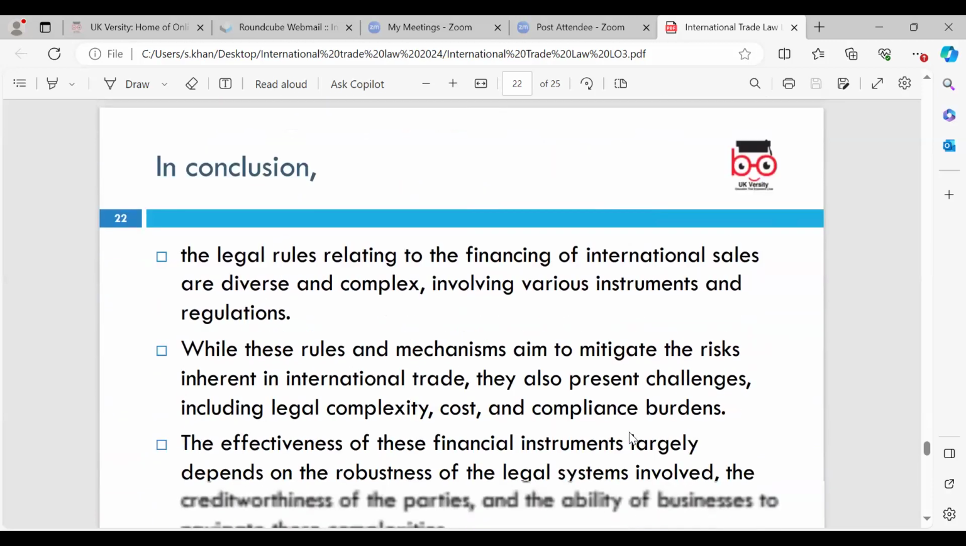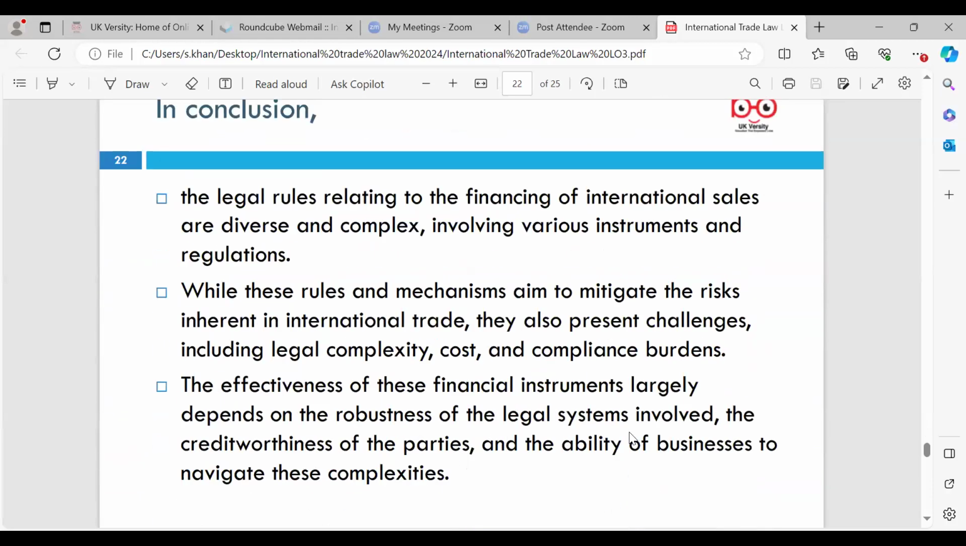So in conclusion, the legal rules relating to financing of international sales are diverse and complex, involving various instruments and regulations. It's really important to bear in mind that there is a diverse area of legal rules that must be followed in international trade and when trading globally, and these need to be taken into account when putting into place any sort of legal frameworks or contracts, importing, exporting. You need to take all this into account when making decisions about trading globally.